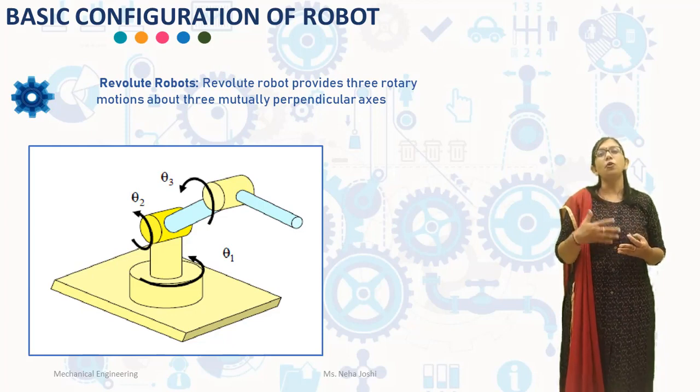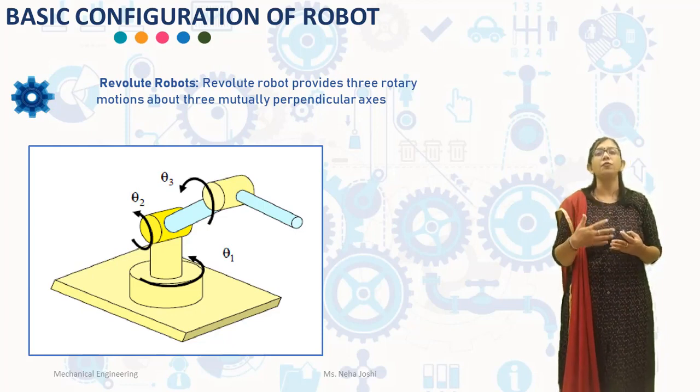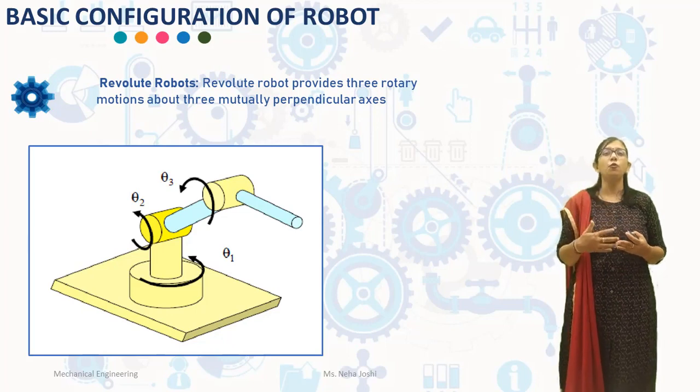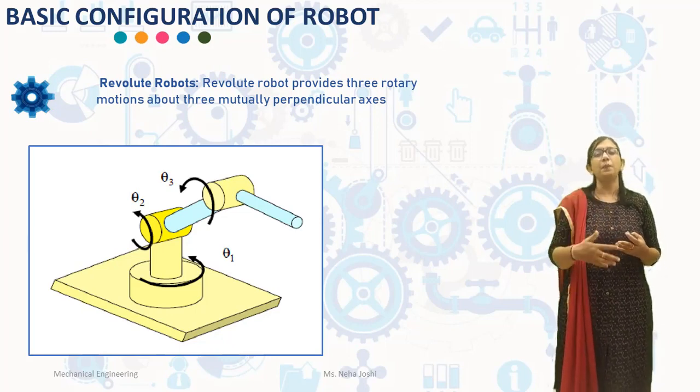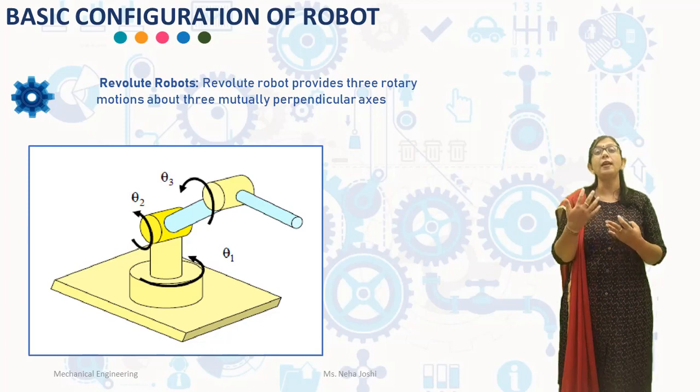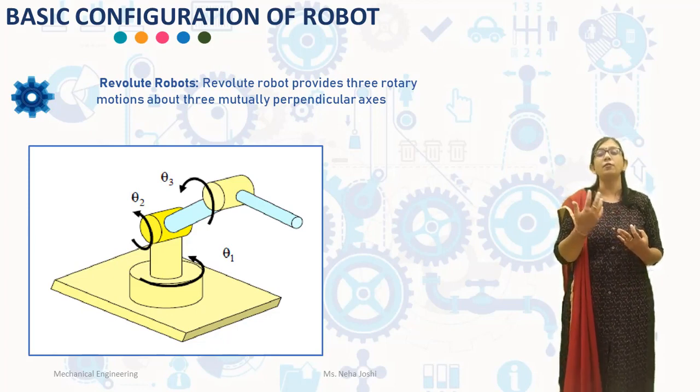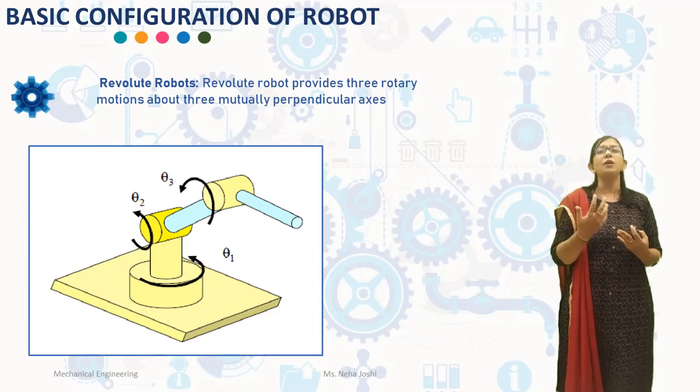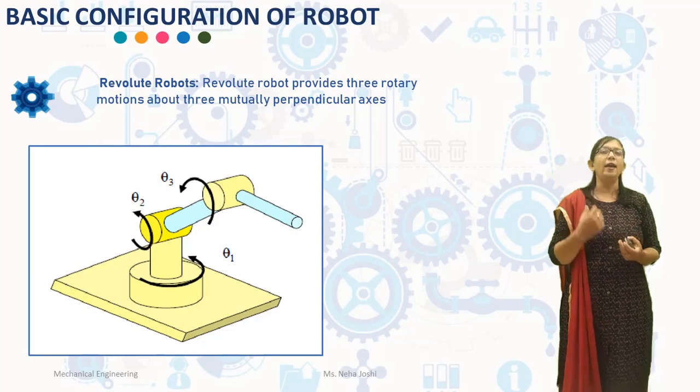The revolute robot, which has a highly versatile configuration, is used for diverse tasks like spray painting, seam welding, spot welding, and assembly. Now you can see here the diagram and the configuration of revolute robots, which provide three rotary motions about mutually perpendicular axes.